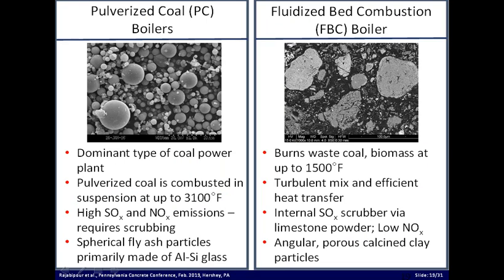So here's a side-by-side comparison of a conventional fly ash, on the left, versus the FBC fly ash on the right. The PC, or pulverized coal, boilers are the dominant type of coal power plants. The way they work is that they pulverize coal and burn it at temperatures up to 3,100 Fahrenheit. And as a result, they produce sulfur oxide and nitrogen oxide emissions that require scrubbing.